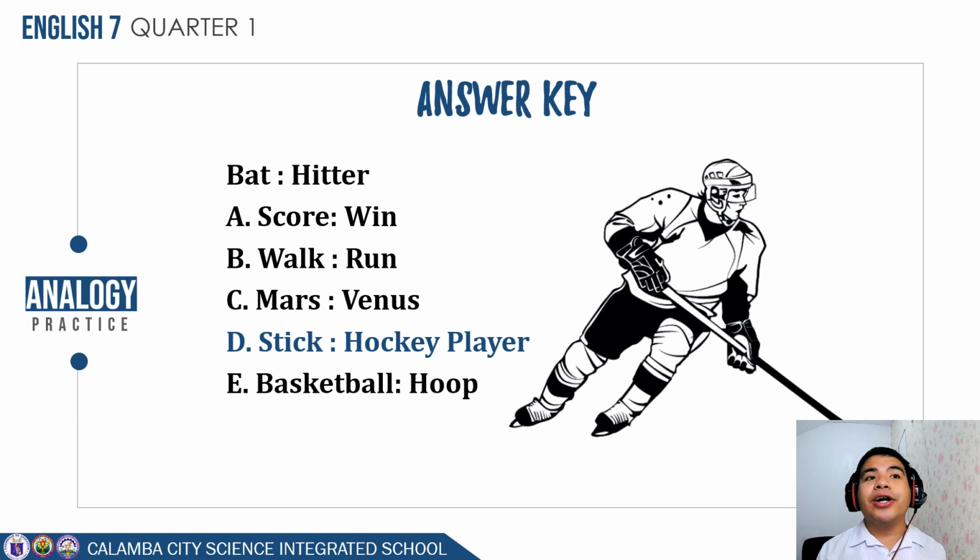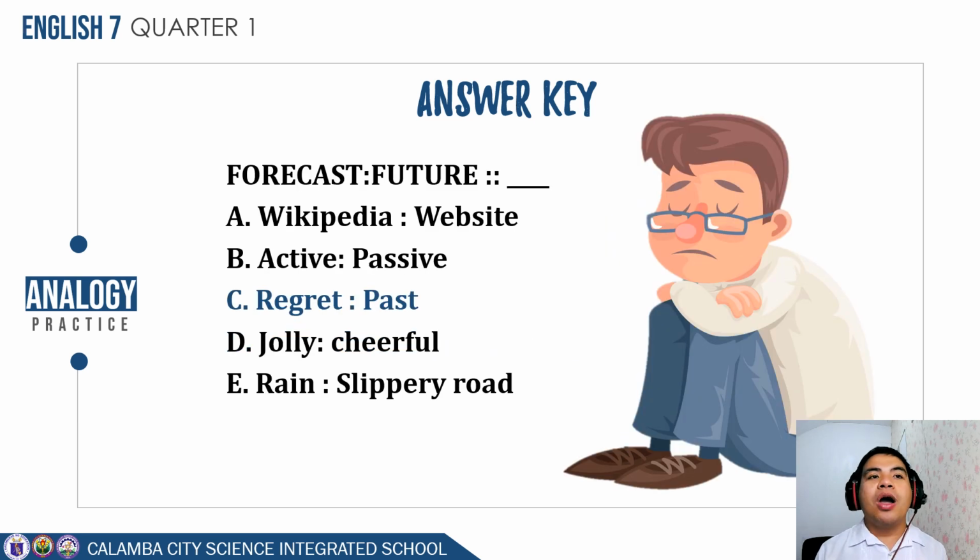Bat is to hitter. Okay, so the hitter uses a bat, as a hockey player uses a stick. So stick is to hockey player. Now, forecast is to future as regret is to past. Because we forecast the future. Of course, and we cannot regret the future. We always regret what happened in the past.